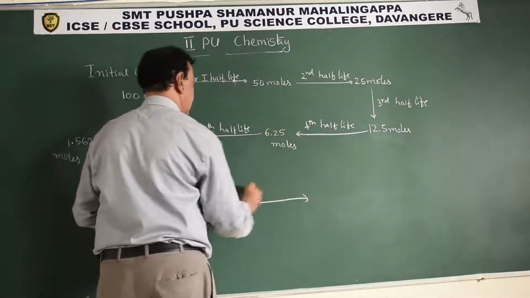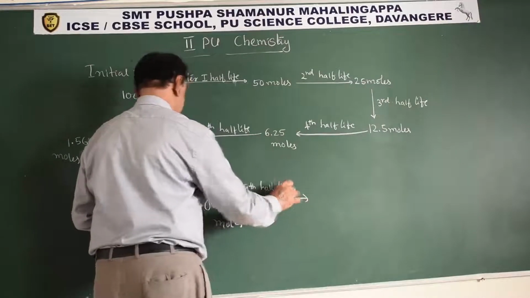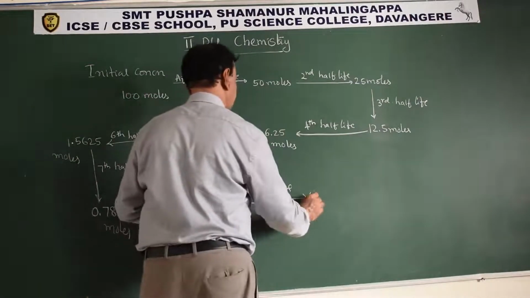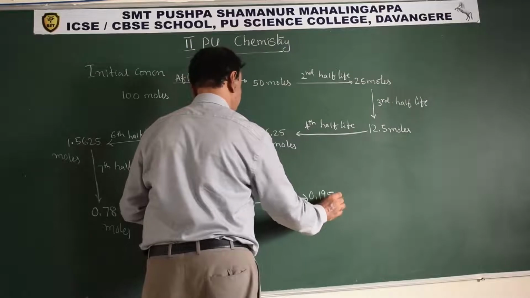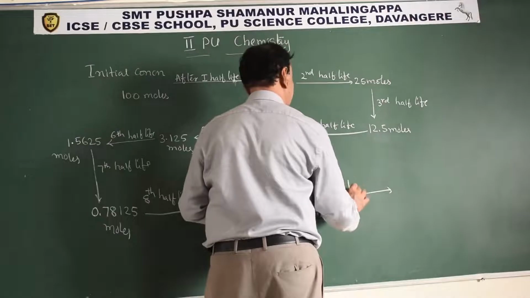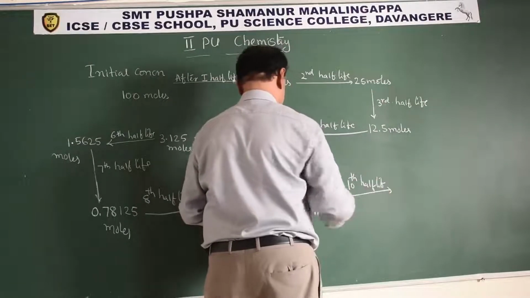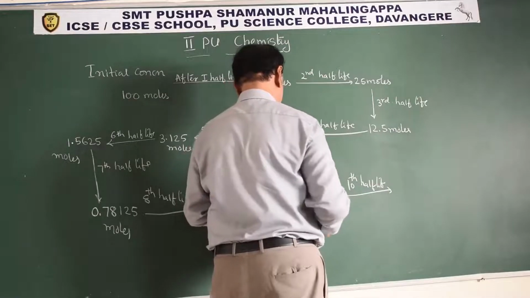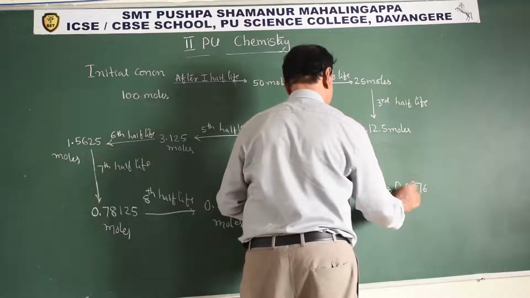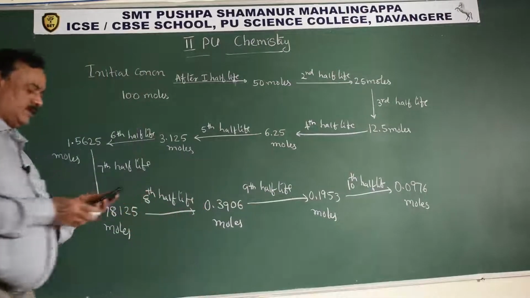Ninth half-life. After the ninth half-life, this divided by 2, 0.1953 moles. In the 10th half-life, this divided by 2, 0.0976 moles.